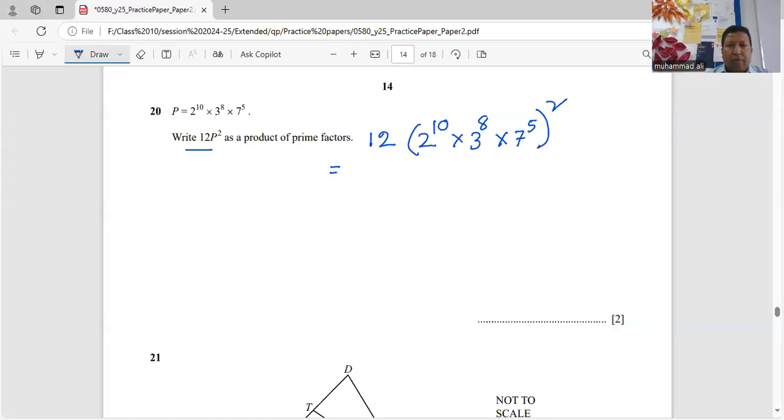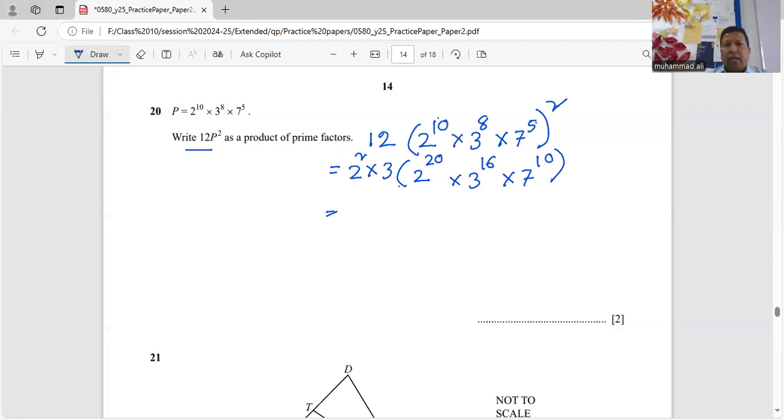And 12 we can write as a product of prime factors. It will be 2 squared multiply 3. And we know that this power and that power always multiply. So it will be 2 to the power 20 multiply 3 to the power 16 multiply 7 to the power 10, because 5 multiplied by 2 is 10.